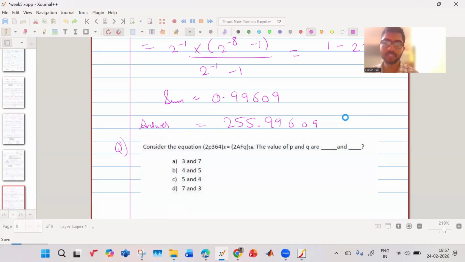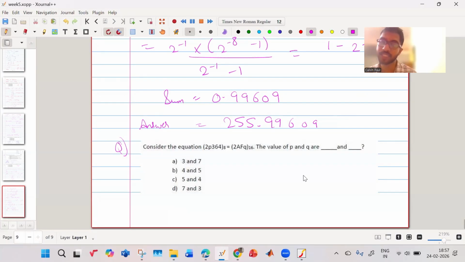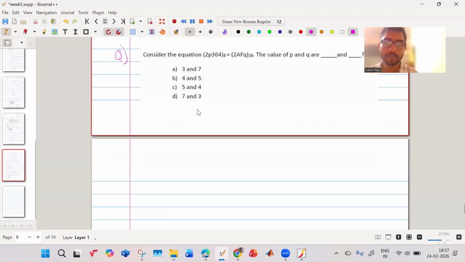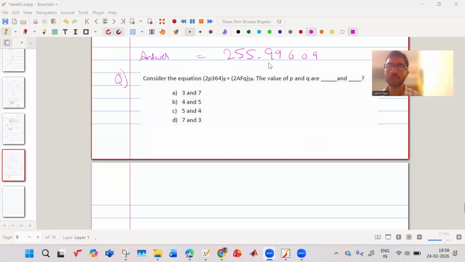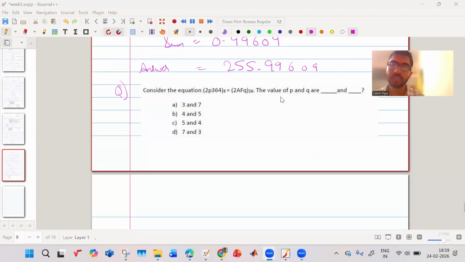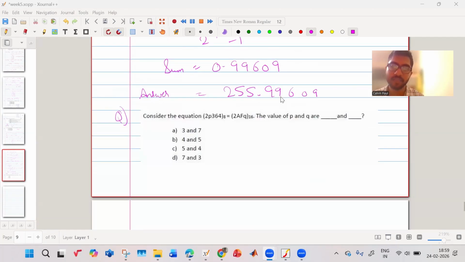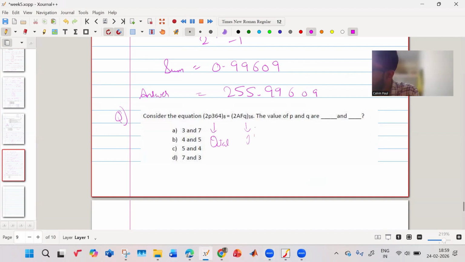So we have this equation and we have to find the values of P and Q. This is an octal, this is a hexadecimal. Okay. So this is the equation 2P364 in base 8 equal to 2AFQ in base 16. So we have to find what are the values of P and Q. So this is an octal representation and this is a hexadecimal representation.